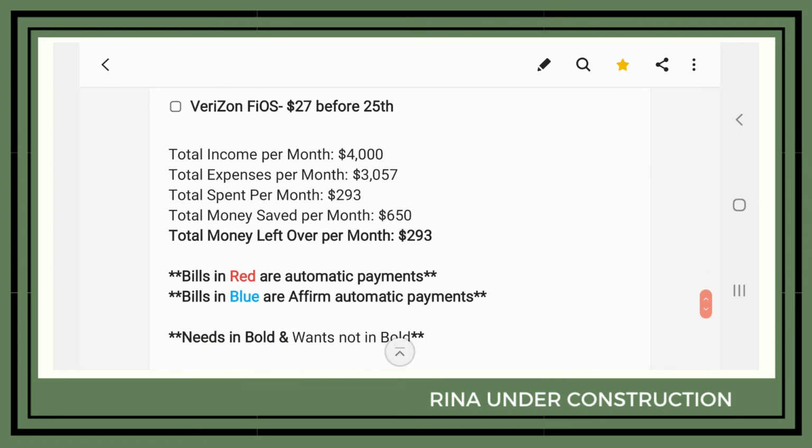So my total income per month would be $5,000. Expenses would be the same. Total spent would be the same. Total money saved per month would change. So it would increase to $1,650.